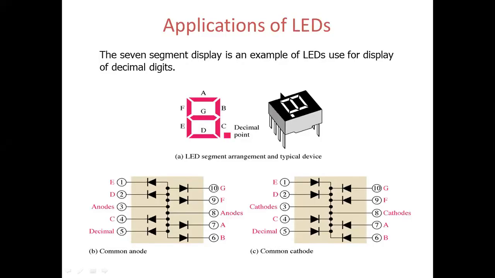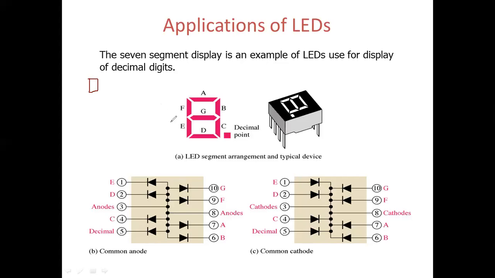So the main application of LED is the 7-segment display, an example of LED used for display. See here, we can call this 0. If G is not conducting, if G's light is not on, it will look like a 0. It looks almost like 0.